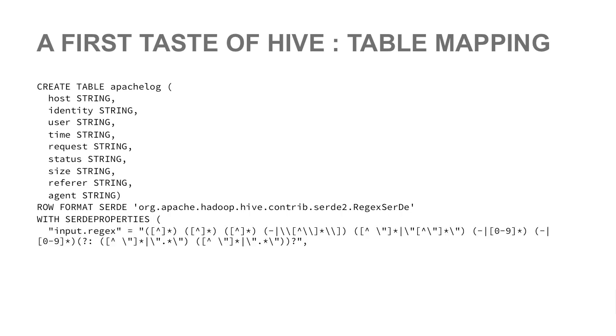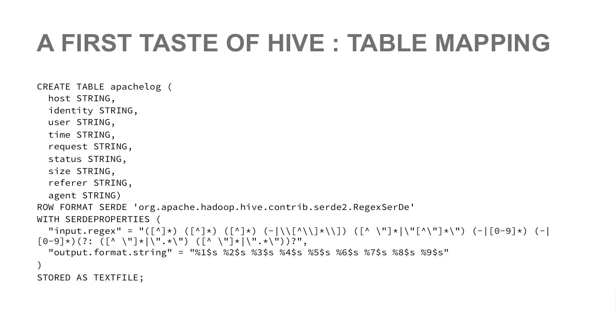The one that we see now is the input regular expression. And this is the regular expression that describes the Apache logs. That is not something that you would invent at this point, but you will look it up and see that it is a good match for what you want to do. And then we also define the output format that will match our needs. And then at the end, we say that this is stored as a text file.